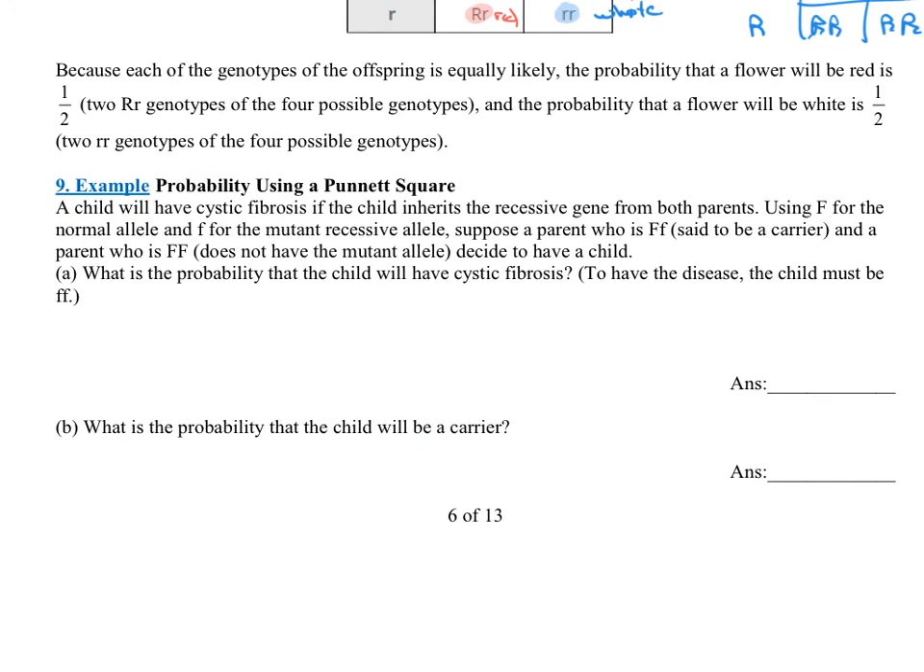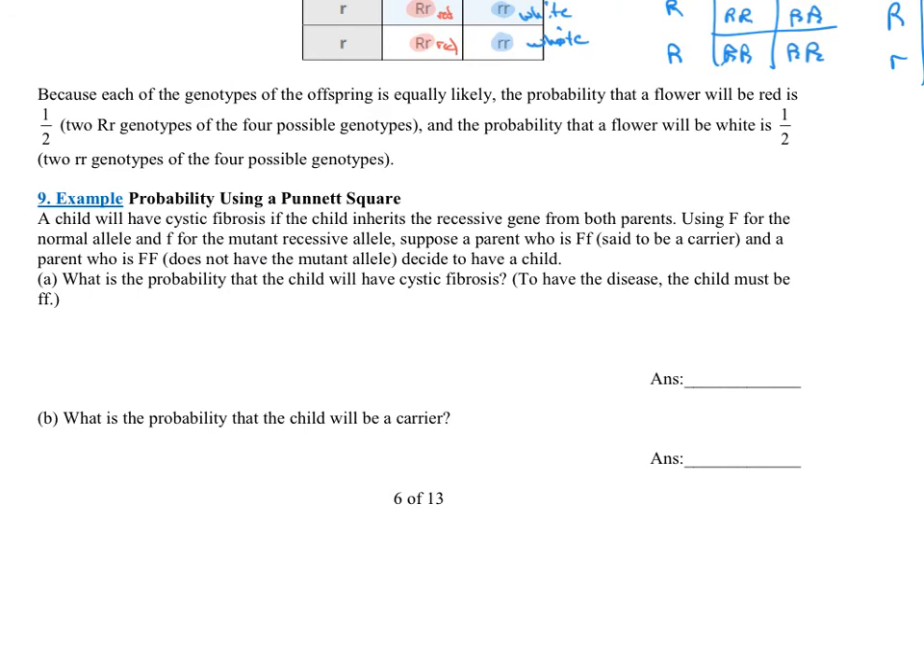It says a child will have cystic fibrosis if the child inherits the recessive gene from both parents. Using capital F for the normal allele and lowercase f for the mutant recessive allele, suppose the parent who is capital F, lowercase f, so they're a carrier, and a parent who is capital F, which is the dominant trait, which means they have the normal allele. They do not have the disease. Decide to have a child.